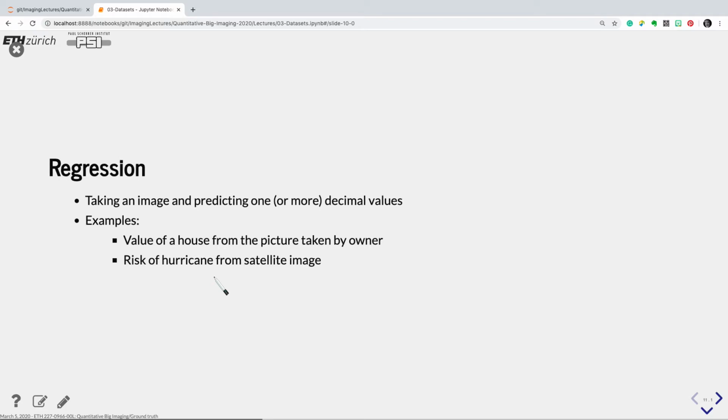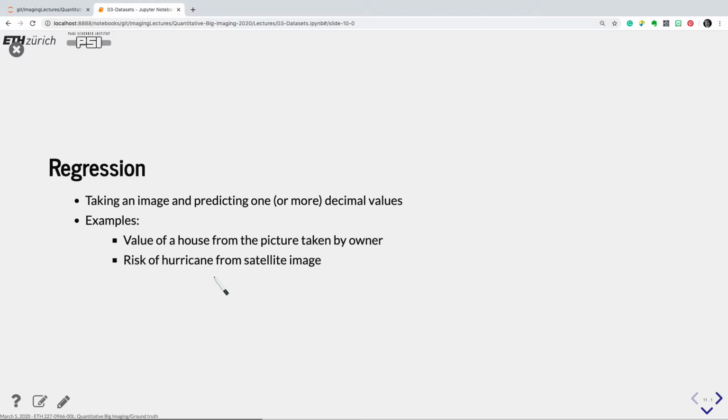And then we have regression. Then it's about predicting something. It could be predicting water content in soil. Then you have a continuous value that you want to predict. Here there's also an example of the value of a house based on a picture. It could also be not only the picture, but a lot of other features that you add on, like the region. Based on region and picture, you get the value out of this regression.